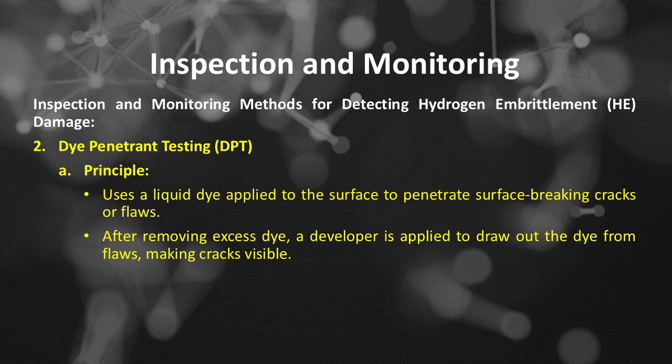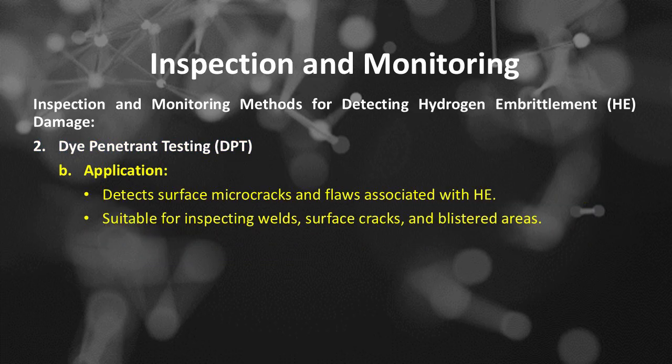Inspection and monitoring methods. Number 2 is dye penetrant testing, or DPT. Its principle is to use a liquid dye applied to the surface to penetrate surface-breaking cracks or flaws. After removing excess dye, a developer is applied to draw out the dye from flaws, making cracks visible. Application: dye penetrant testing is used to detect surface microcracks and flaws associated with HE. It is suitable for inspecting welds, surface cracks, and blistered areas.